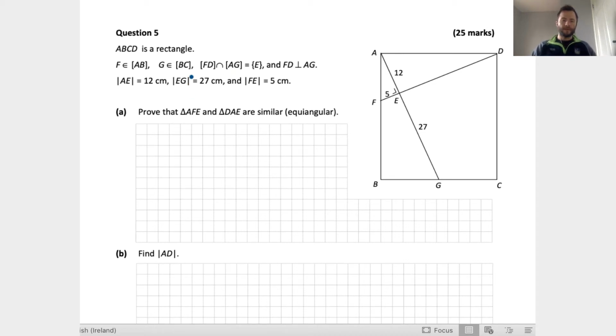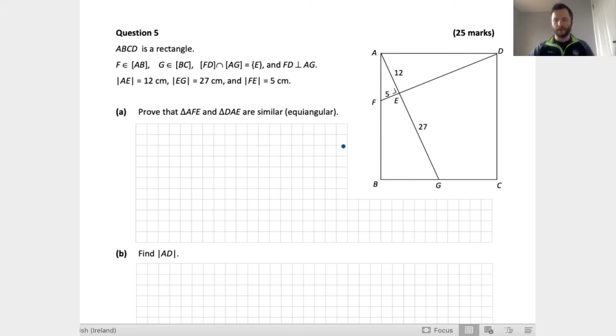So this is question 5 from 2017 higher level paper 2. We have a rectangle ABCD. We have to prove that triangle AFE and triangle DE are similar, which means that the angles are the same: angle at A and angle D are similar, angle E are similar, and angle F and this angle here are similar.